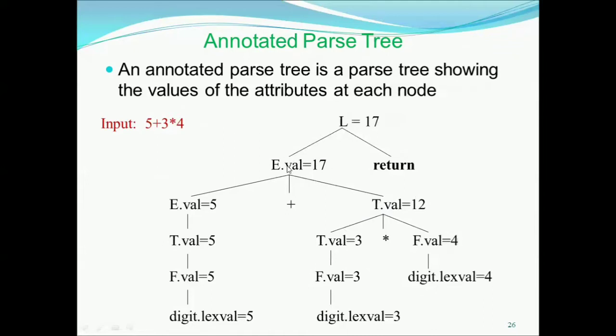So once again, this is the left, and the right turn will be the return value. Automatically, the return value from this will be 17 because it will be terminated. So this is how the S-attributed syntax directed definition will be executed. One thing you need to observe is that every value is coming from bottom to top. That's why it is called S-attributed syntax directed definition.